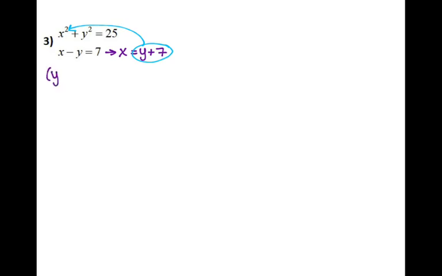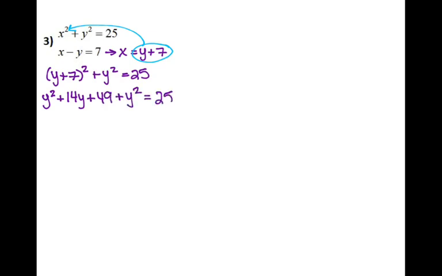So I have (y + 7)² + y² = 25. (y + 7)², you need to multiply it out. It's y² + 14y + 49 plus my y² equals 25. Get it equal to 0, so y² + y² is 2y² + 14y. I'm going to subtract 25 from both sides, so that gives me + 24 = 0.